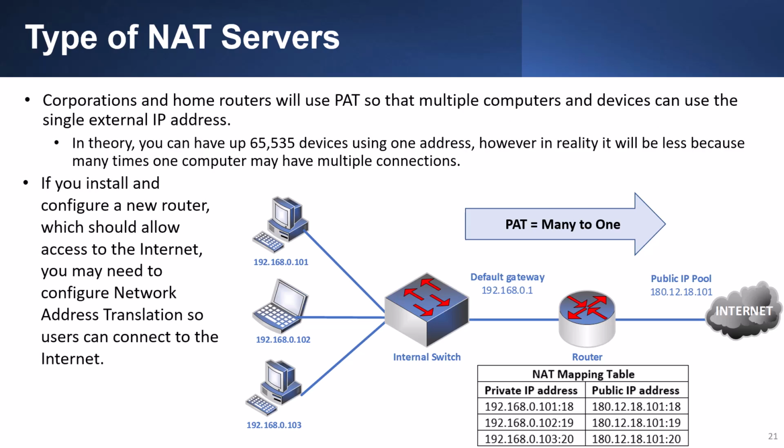When a second computer connects to the internet, it gets the same external IP address but a different port number. Corporations and home routers will use PAT so that multiple computers and devices can use a single external IP address. In theory, you can have up to 65,535 devices using one address. However, in reality, it will be less because many times one computer may have multiple connections. If you install and configure a new router, which should allow access to the internet, you may need to configure network address translation so users can connect to the internet.